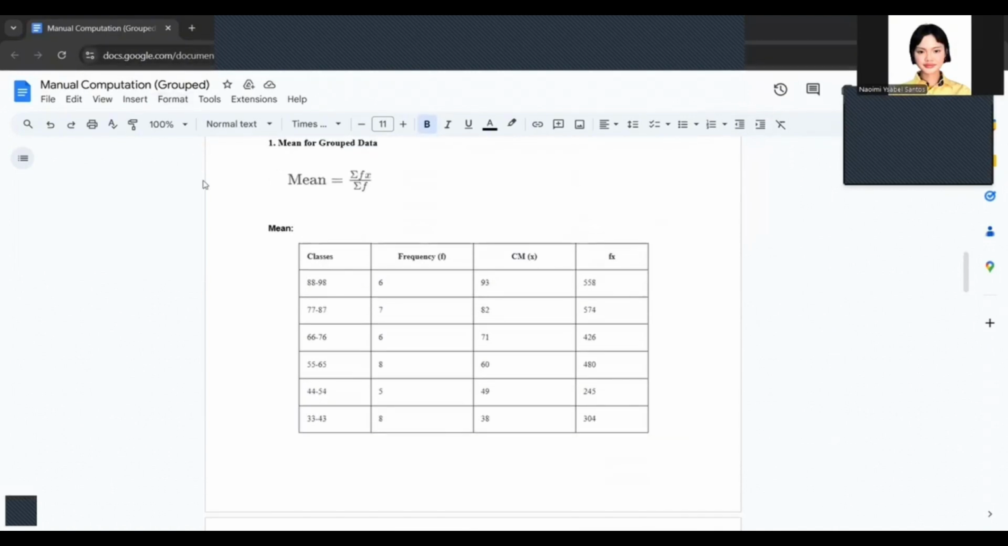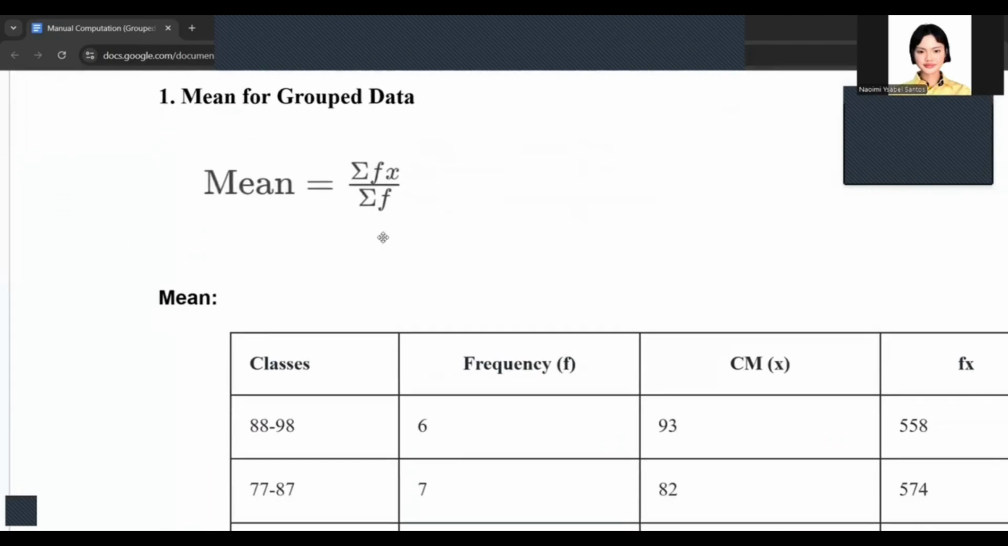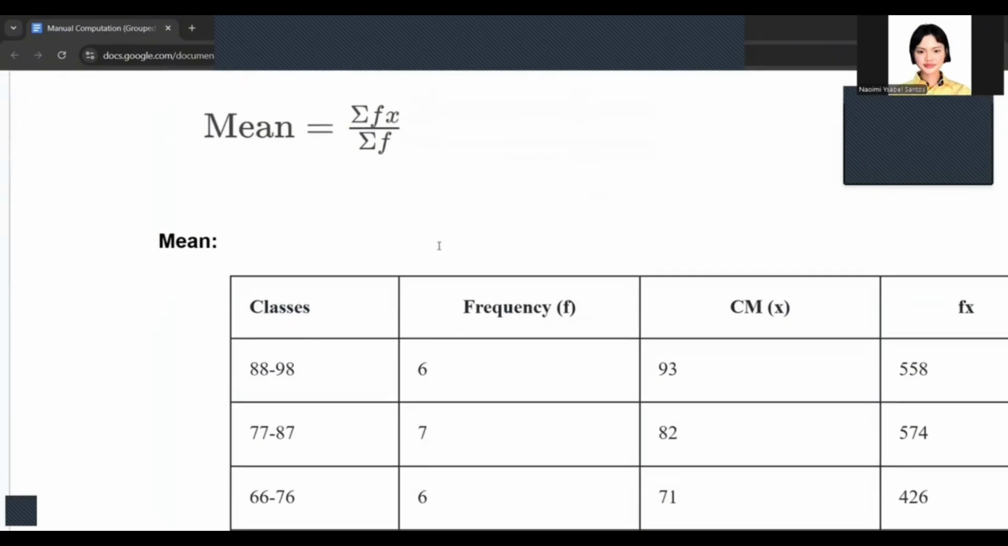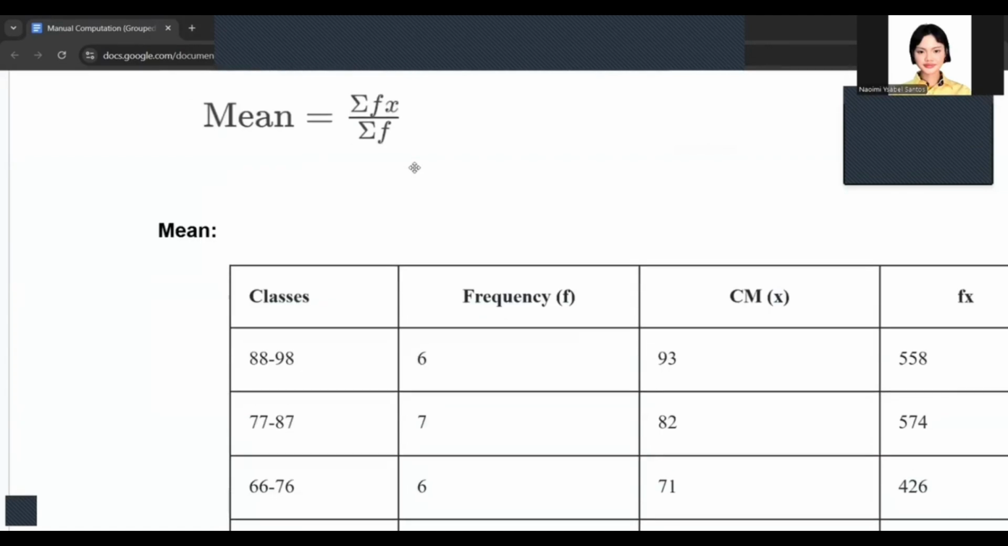But before anything else, let's start with finding the mean for grouped data. We will be using this formula wherein mean is equal to the summation of fx divided by the summation of f. So f stands for frequency, x stands for our midpoint or class mark, and fx is when we multiply the frequency and the class mark.